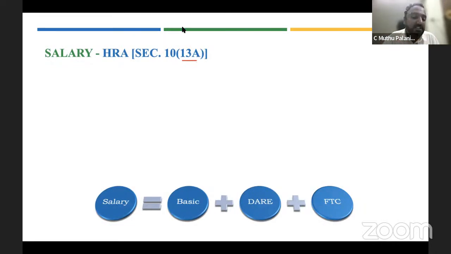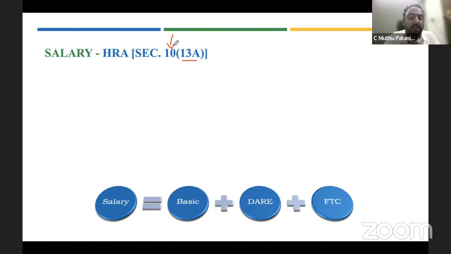Section 10 is typically a section which talks about exempt income. All the clauses in section 10 talk about exempt income. So 13A talks about house rent allowance. Now you are eligible for house rent allowance depending upon a certain formula and certain restrictions. So it is not fully exempt. It is partially exempt, partially taxable.